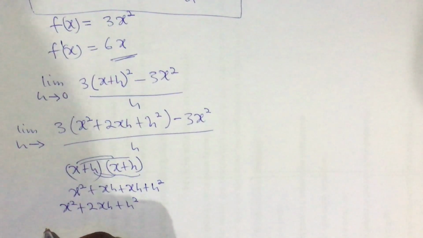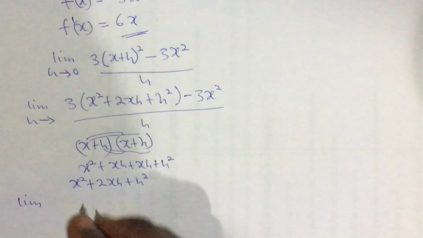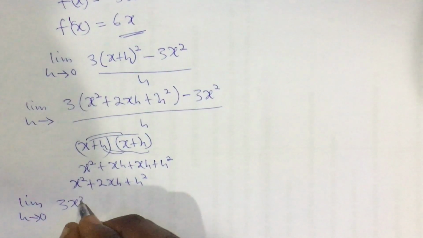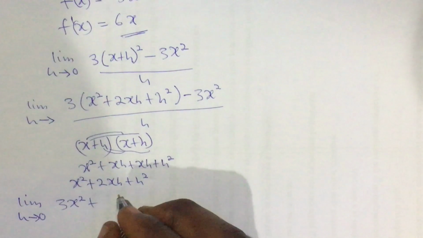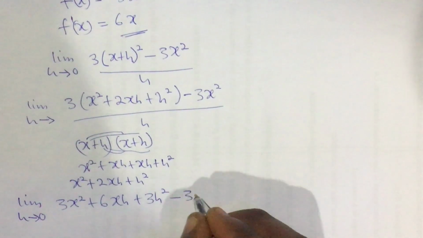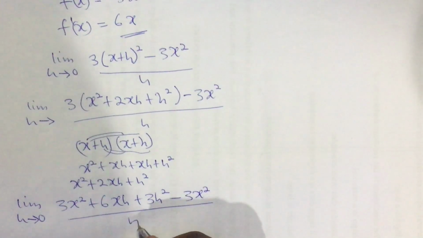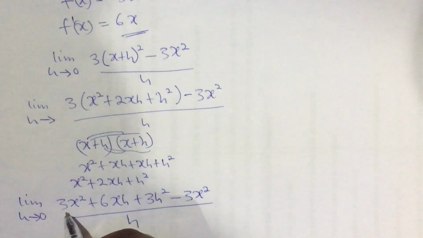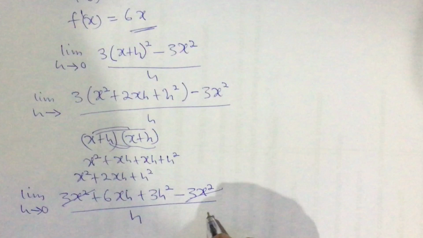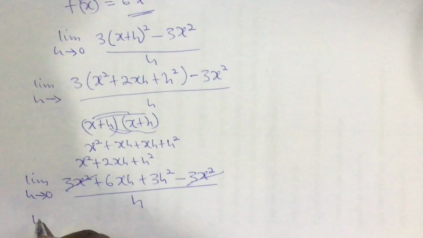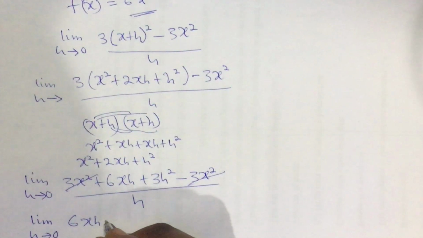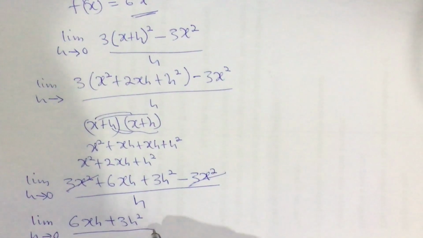So by the time we do so, we're going to have limit as h approaches 0 of 3x squared plus 3 times 2xh, which is 6xh, plus 3h squared, minus 3x squared, all over h. Don't mind my h. Then this 3x squared will cancel out this 3x squared because it's positive here and it's negative here, just like saying 1 minus 1 is 0. So we're left with limit as h approaches 0 of 6xh plus 3h squared, all over h.